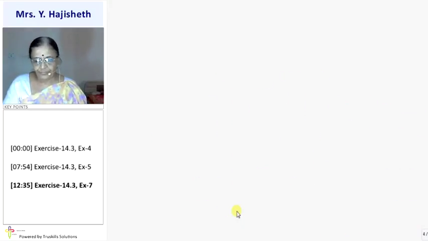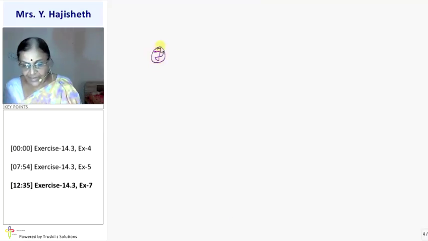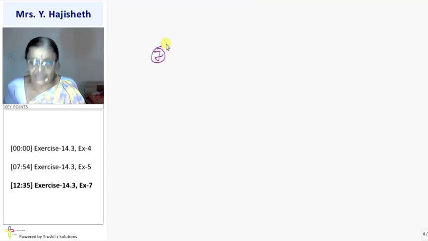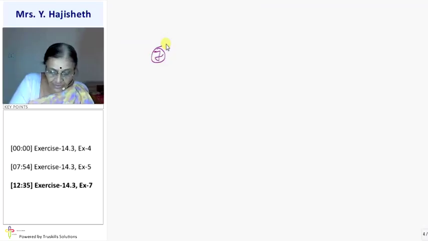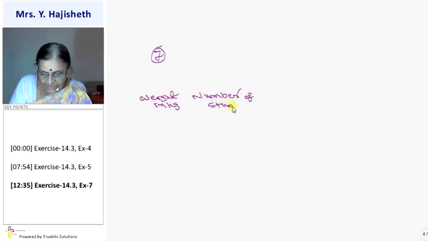Now sum number 7. It is given that the distribution below gives the weight of 30 students of a class. Find the median weight of the students. So here the weight of students in kg is given, and here the number of students is given, and you are asked to find the median weight.